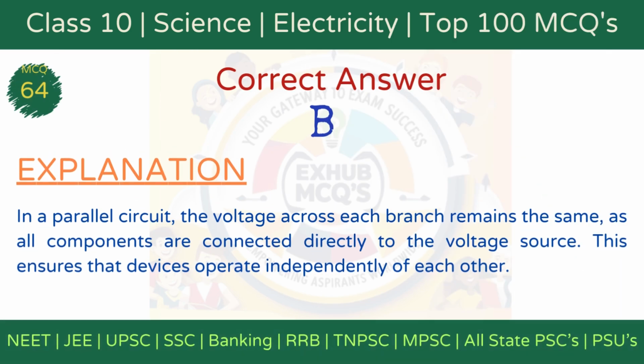The correct answer is option B, parallel. Explanation. In a parallel circuit, all components are directly connected to the voltage source. This ensures that the voltage across each component is the same, irrespective of the other component's properties.